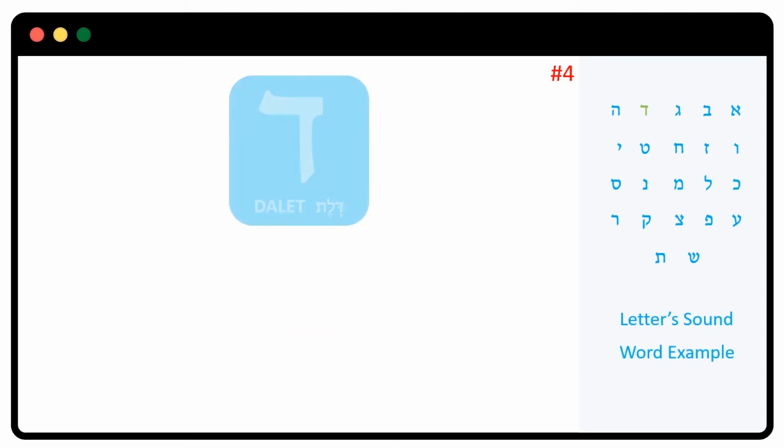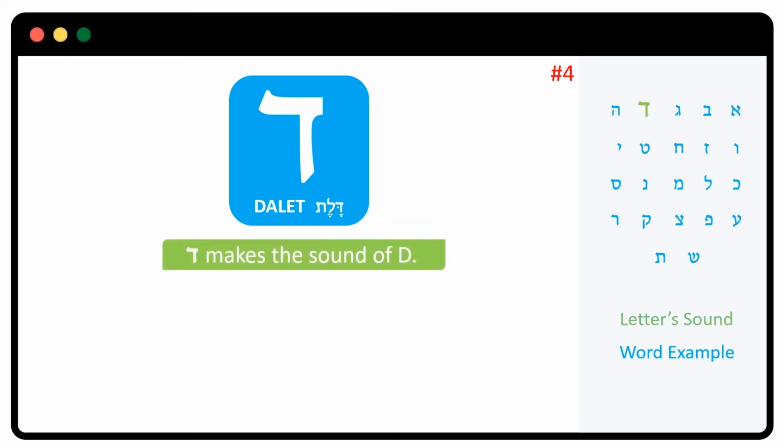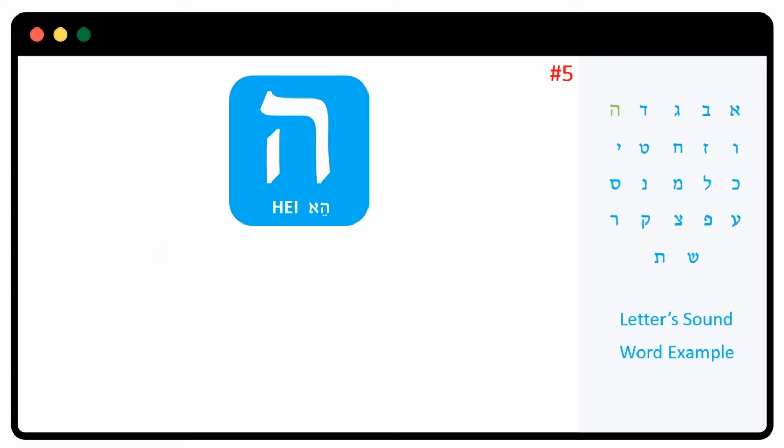Letter number 4. Dalet. The letter Dalet makes the sound of the letter D. Like in the following word example. Degel. The word degel starts with the letter Dalet. Degel means a flag. Letter number 5.